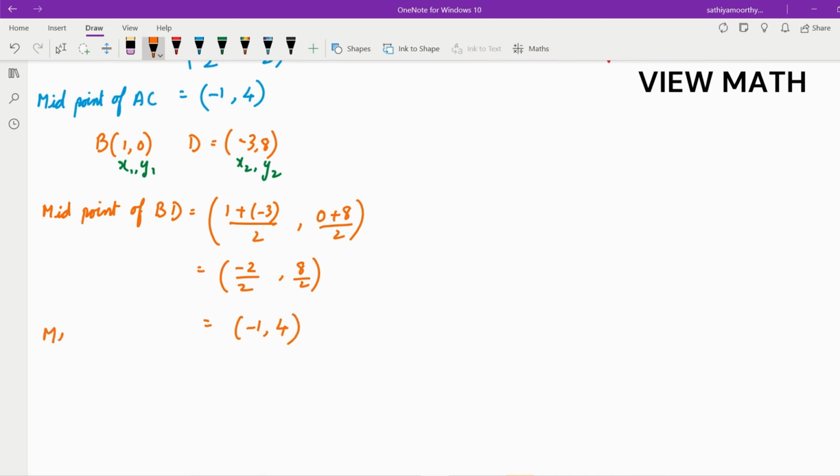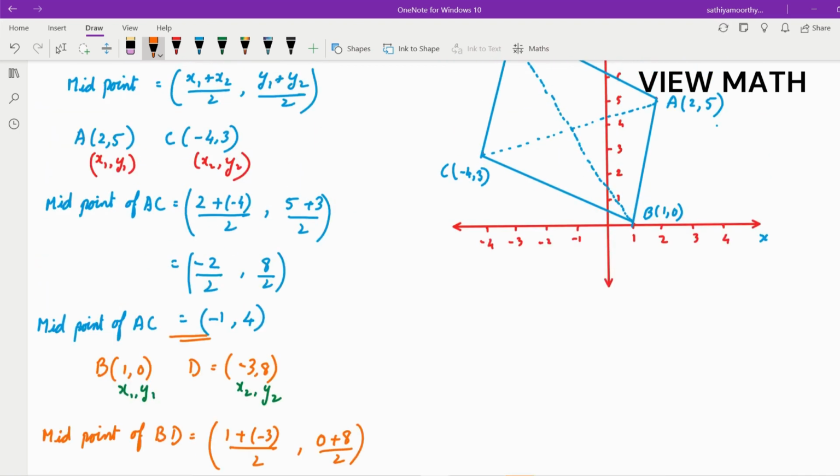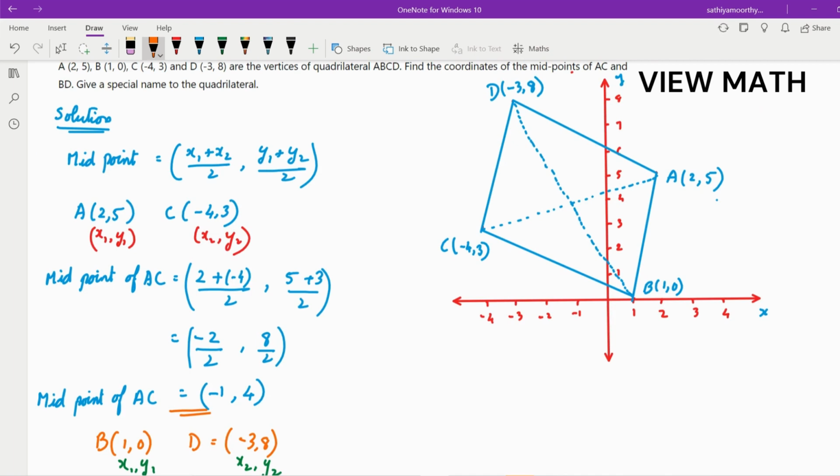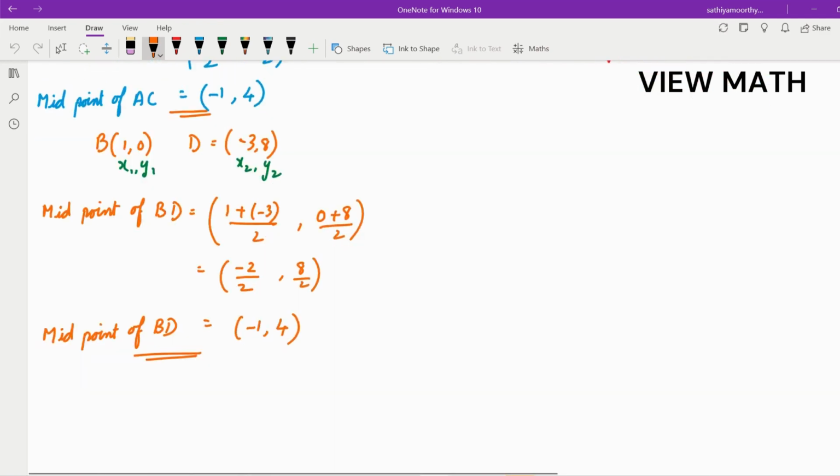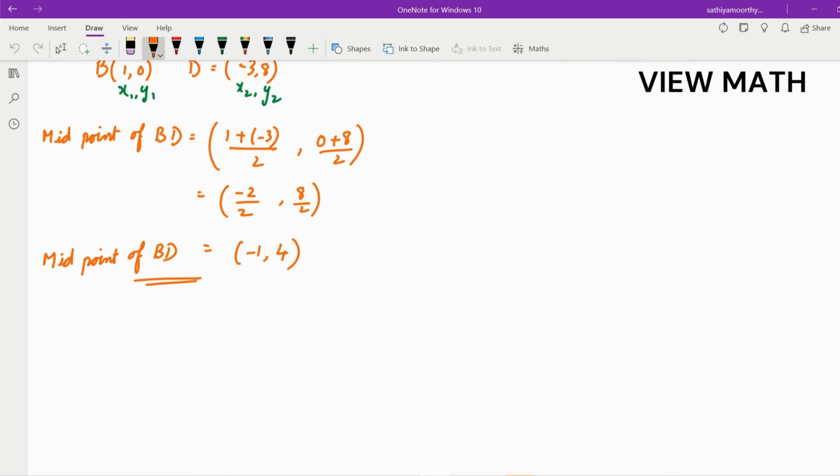So we can see the midpoint of AC and BD is the same. This means they intersect each other at the midpoint. Both of them intersect at (-1, 4). They cut each other at the midpoint we have found. So with this property we cannot say it is a rectangle. It may be a rectangle, it may be a parallelogram, it may be a square. We don't know. So for that we have to find the length of the sides.